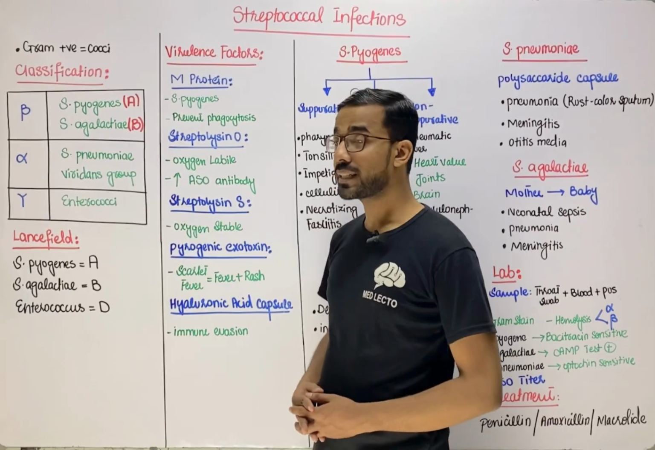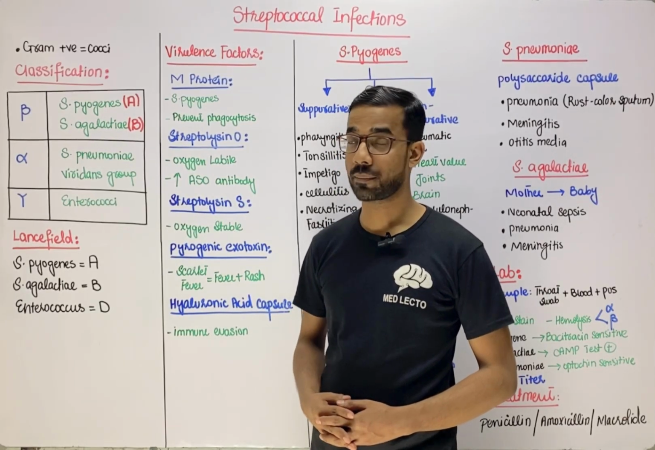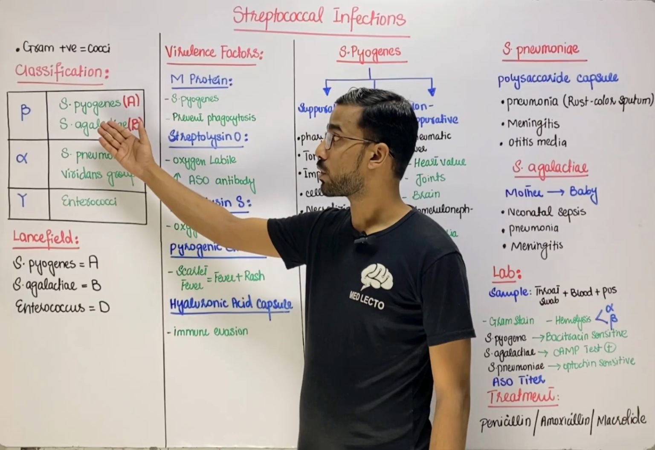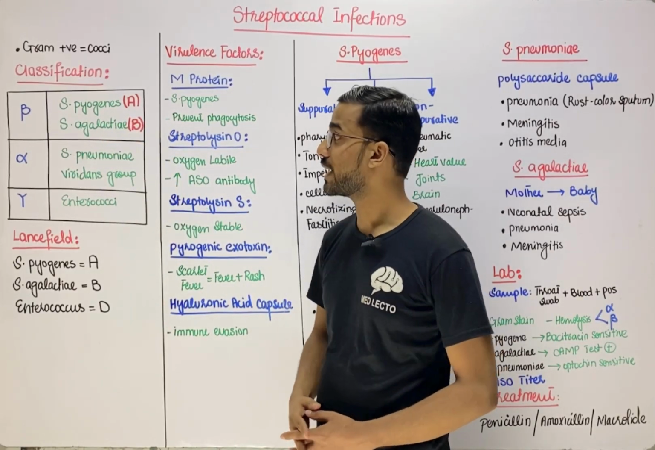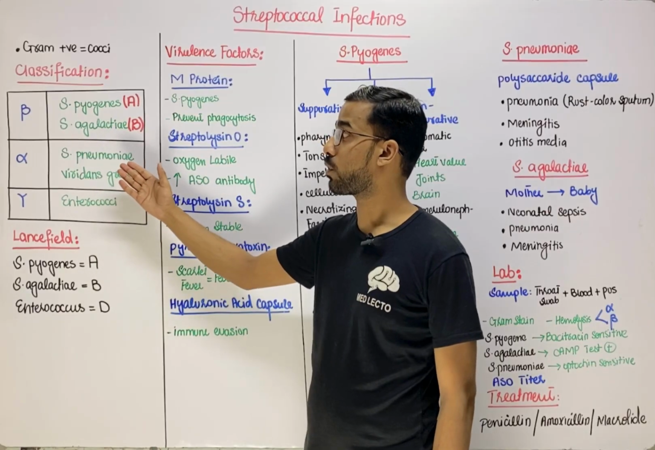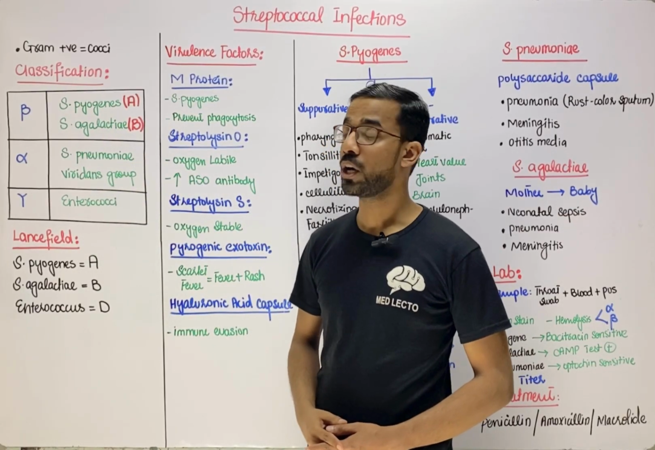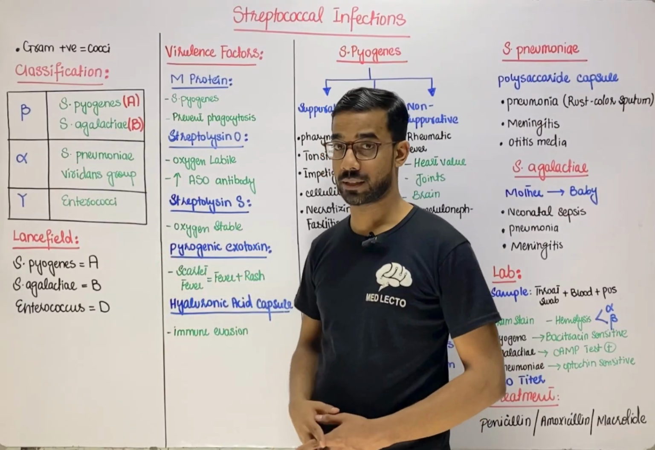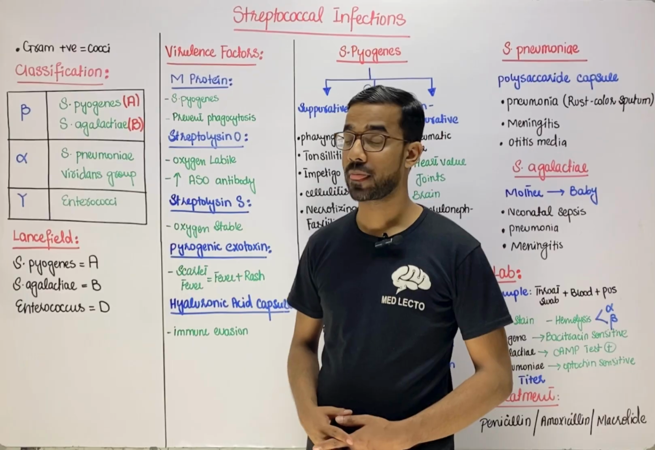In beta hemolysis, you will see two most important species of Streptococcus, that is Streptococcus pyogenes and Streptococcus agalactiae. In case of alpha, you will see Streptococcus pneumoniae and the viridans group. And in gamma, you will see the Enterococcus. This is the classification on the basis of hemolysis.